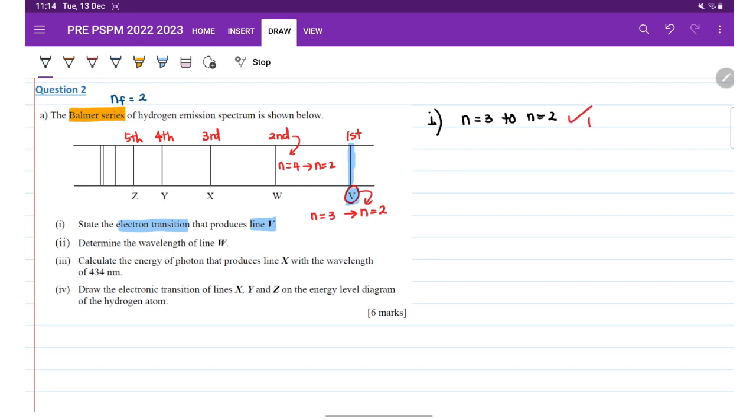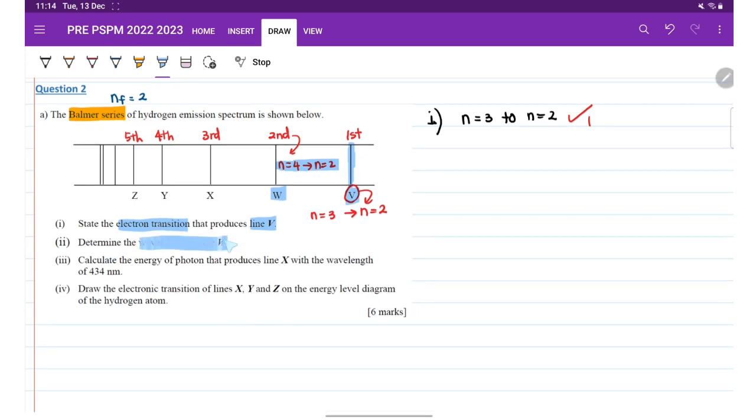Now, moving on to the next question. So soalan yang seterusnya adalah determine the wavelength of line W. So line W dekat sini, the first thing that you need to do is determine the transition. So kita dah tulis transition dekat sini, dia adalah daripada n equals to 4 kepada n equals to 2. Jadi soalan minta kita untuk cari wavelength of line W. So the equation that you're going to use for this one is the Rydberg equation, and this is the equation.